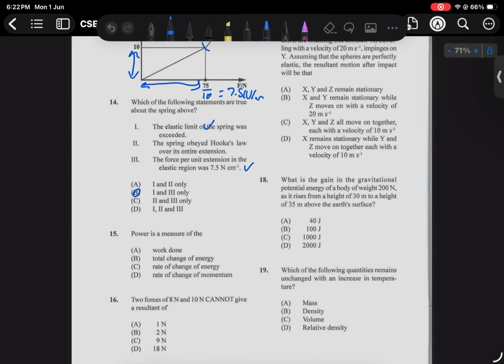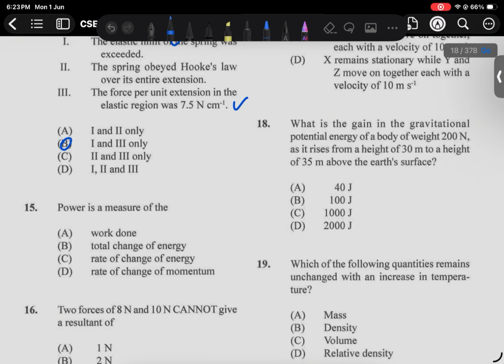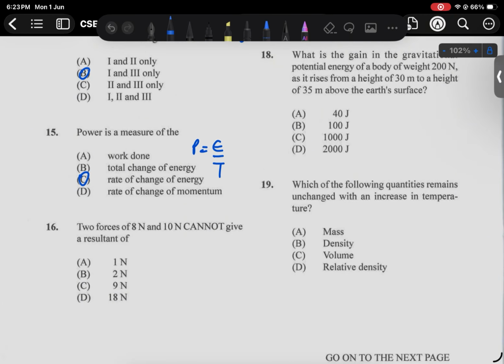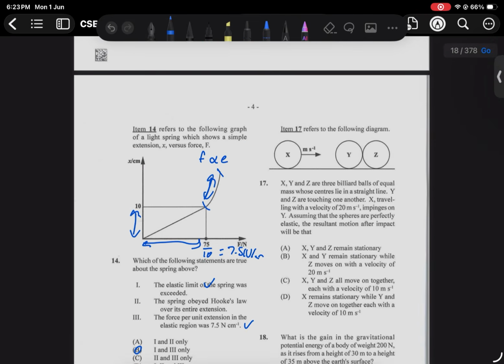Power is a measure of, we know power is the rate at which energy is transferred. So rate of change of energy, power equals energy over time. Two forces of 8 newtons and 10 newtons cannot give a resultant of 1 newton. There's no way those two forces can give a resultant of 1.